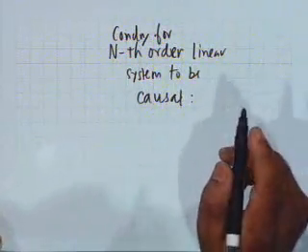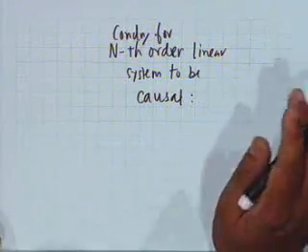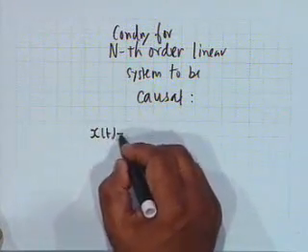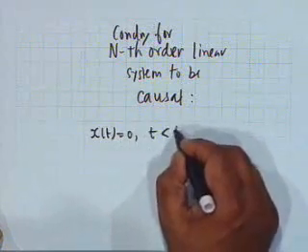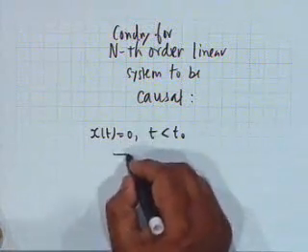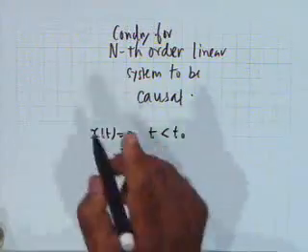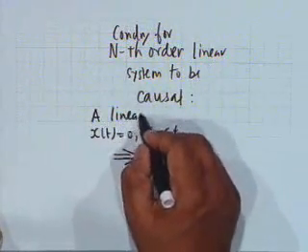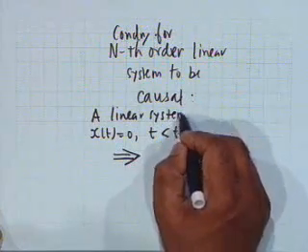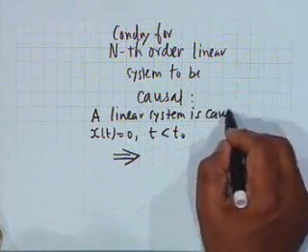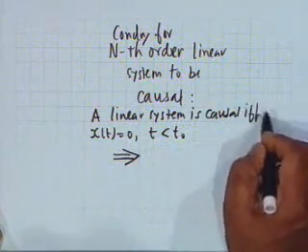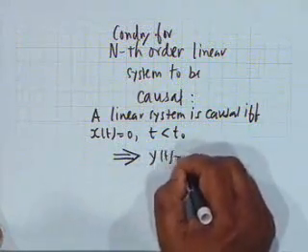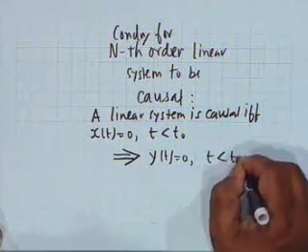What is the condition? We have already proved it. We proved that x of t equal to 0 for t less than t0 implies that a linear system is causal if and only if x of t equal to 0, t less than t0 implies that y of t equal to 0, t less than t0.